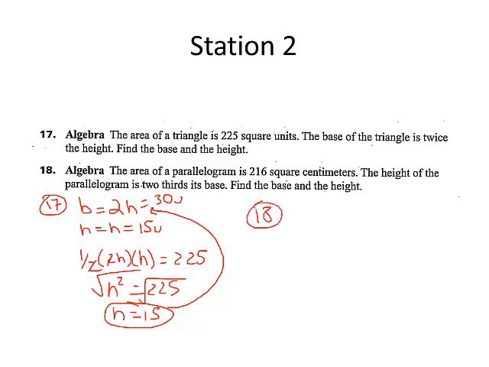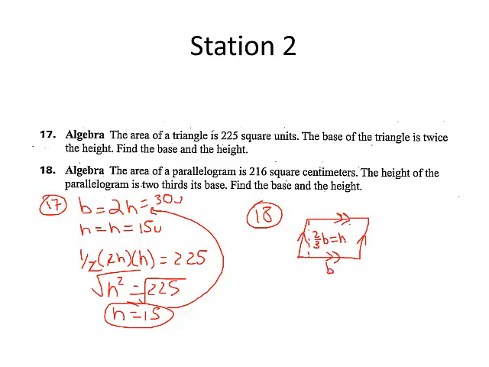For 18, it says the area of a parallelogram is 216 square centimeters. The height of the parallelogram is 2/3 of its base. Find the base and the height. So I'm just going to draw a picture just because this is a less known figure that people deal with. So if I have a parallelogram, there's my proper notation. I know that's my height. And 2/3 of the base length is equal to my height.